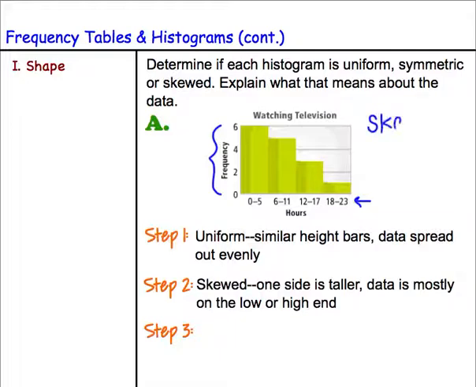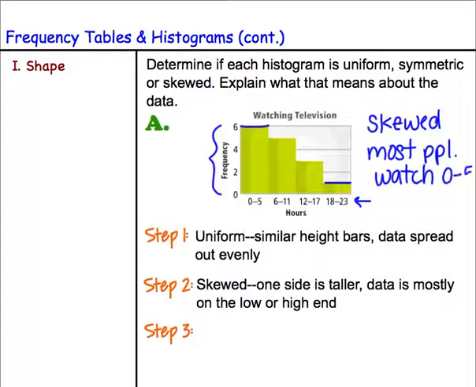We have a skewed graph, and I can tell that because we've got a lot of people on this end and not a lot of people on this end. So something I could tell you about the data is that most people watch between 0 and 5 hours of TV. And it's as simple as that when you're talking about what it means about the data.